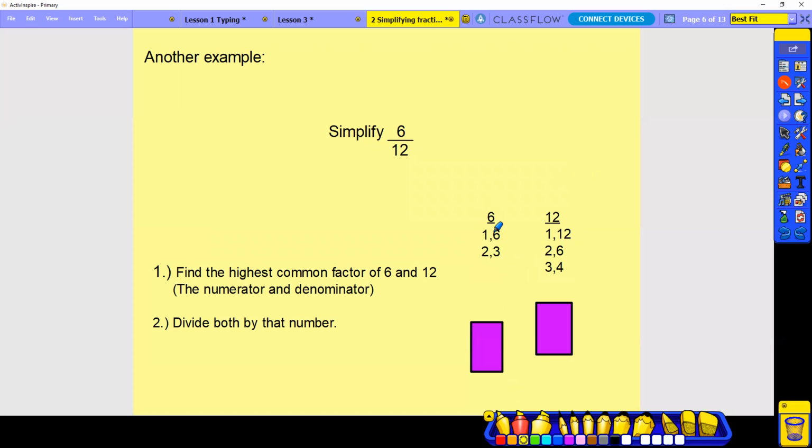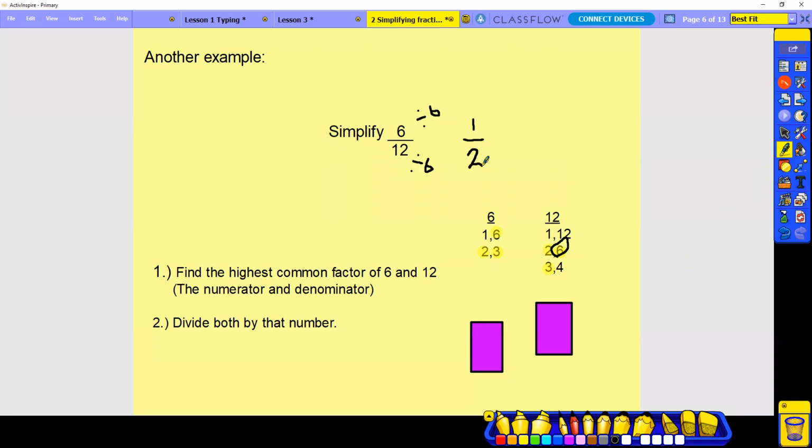So the highest number. 2's in both, 2's there, 2's there, 3's in both, and 6 is in both. So the highest one is, of course, my 6, this 6 here. That is our highest one. That was a terrible circle. So whatever we do now, we need to divide both of these numbers by that number. So we're going to do 6 divided by 6, which of course gives us 1. We're going to do 12 divided by 6, which of course gives us 2. So we've now got 1/2.